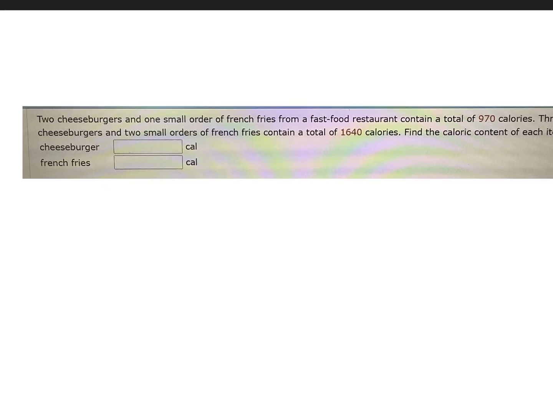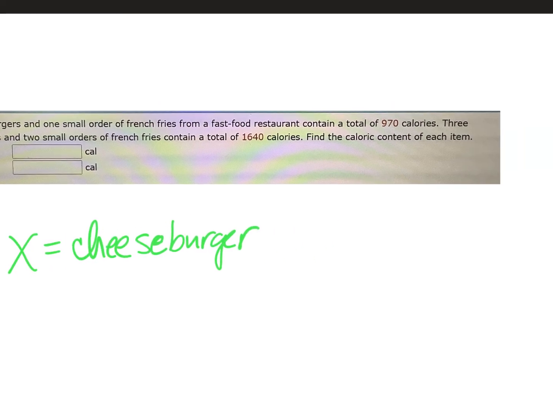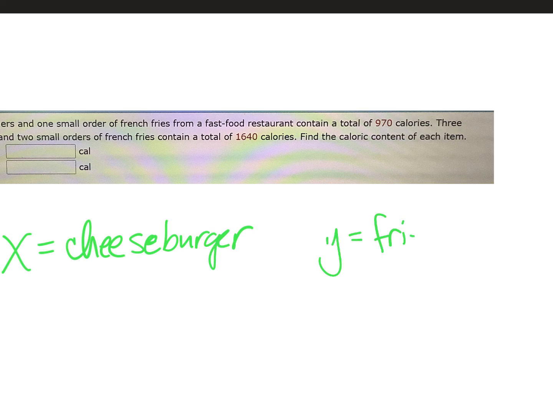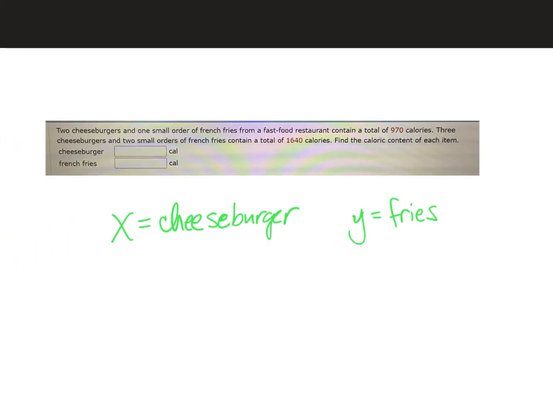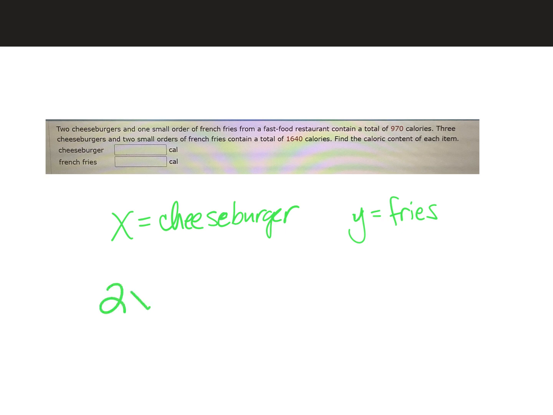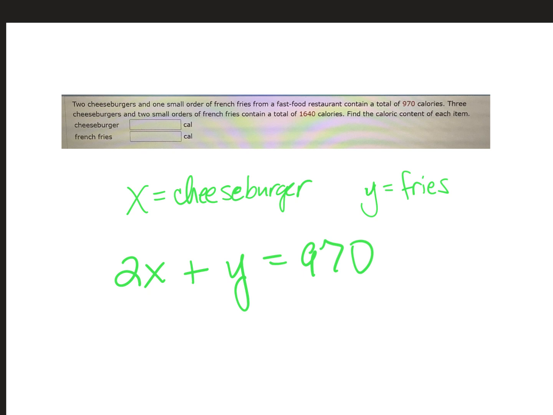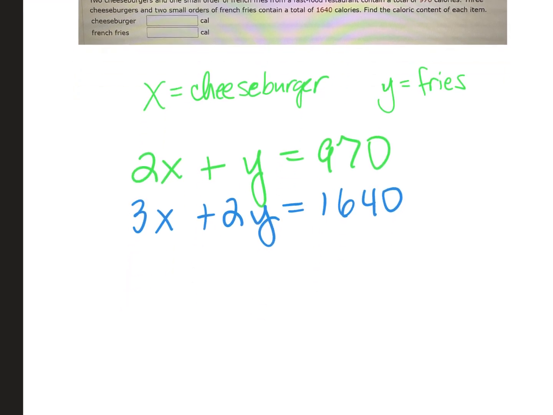So the two variables I have here are cheeseburgers and French fries. I'm just going to make my cheeseburgers x and my French fries y. So the first equation says 2 cheeseburgers, so 2x, plus 1 small order of French fries, 1y, equals a total of 970 calories. All right, so my second order is 3 cheeseburgers, so 3x, and then I have 2 small fries, so plus 2y, equals a total of 1,640 calories. So there's our system of equations.